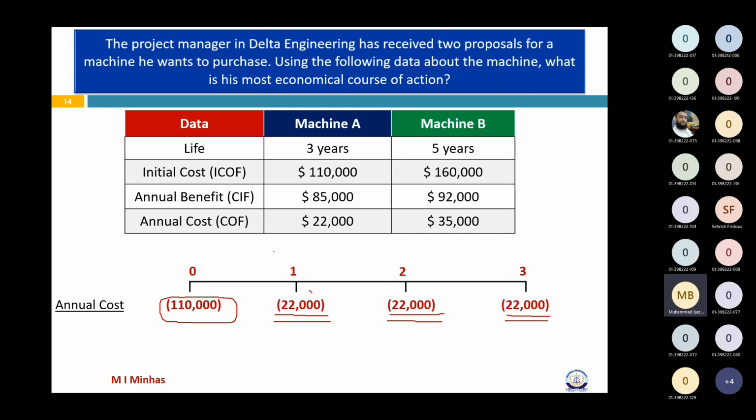This could be the maintenance cost. This could be the operational cost of that machine. Obviously, machines require some cost when they run, and similarly, they require some cost for their maintenance. So it could be any cost, but that operation or maintenance cost is 22,000 per year. Then comes the income, and in the first year, the second and the third, every year we are getting a fixed amount of income. So the annual benefit of the first machine is 85,000. So what would we do now?